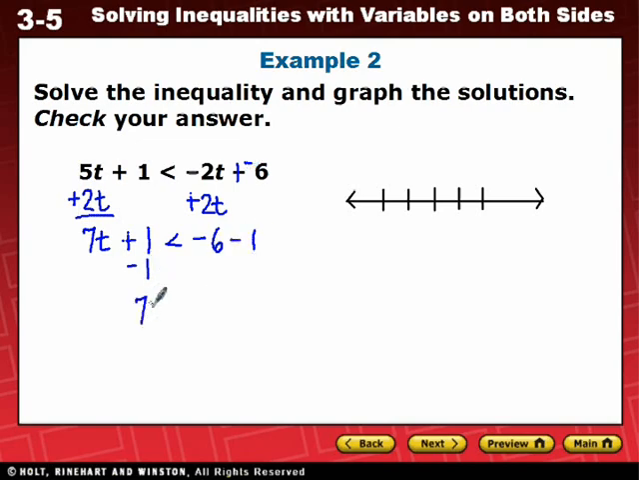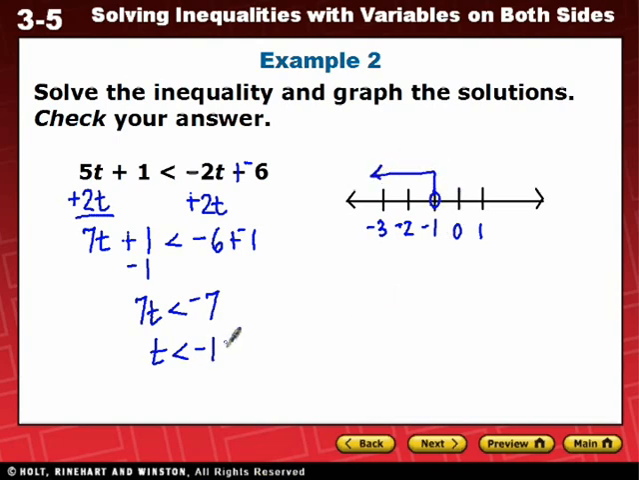And I get 7t is less than negative 7. So t is less than negative 1. No flipping because you're not dividing by a negative number. And graph it out real quick. Open dot, less than, we're good to go.